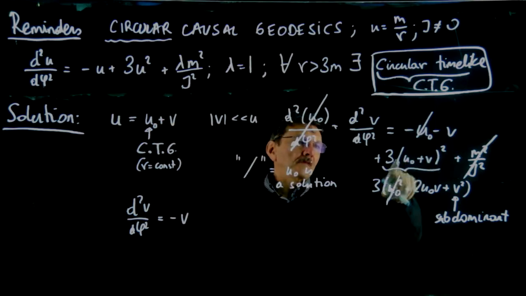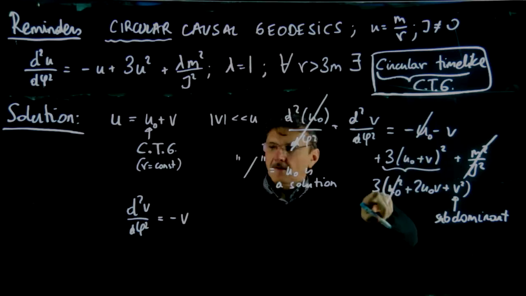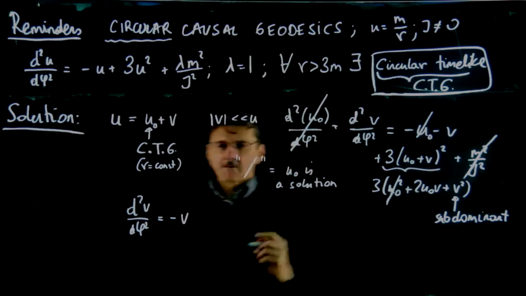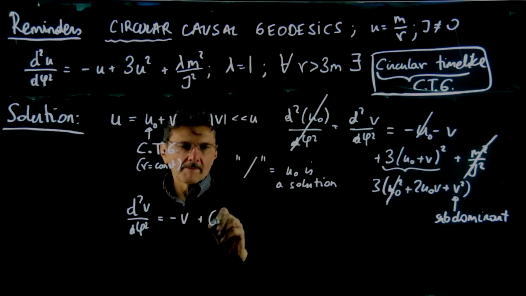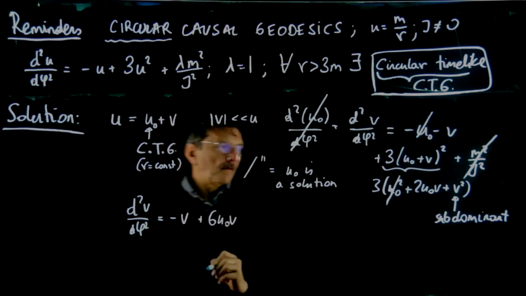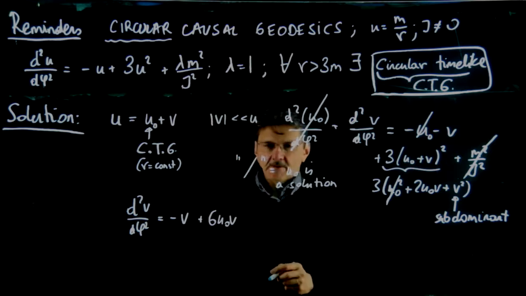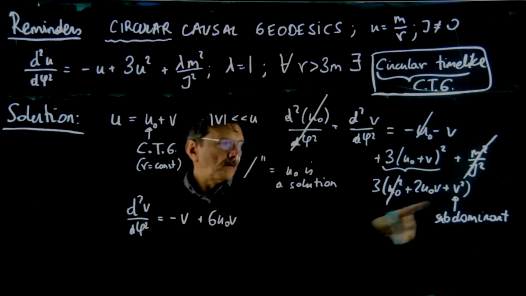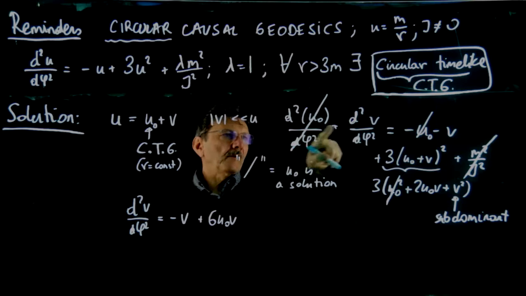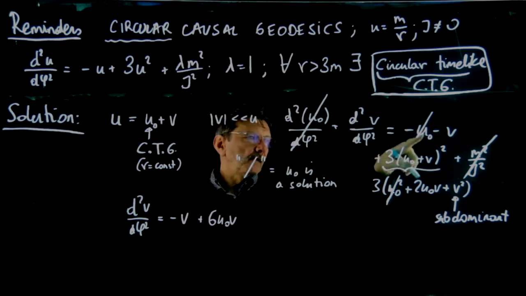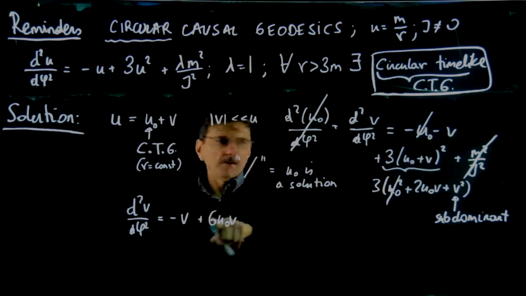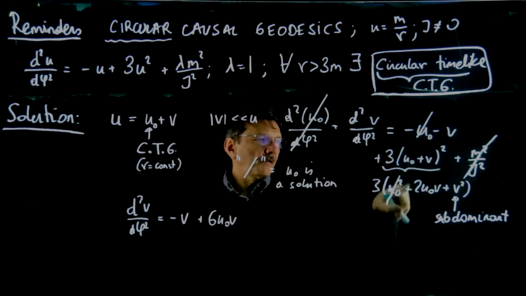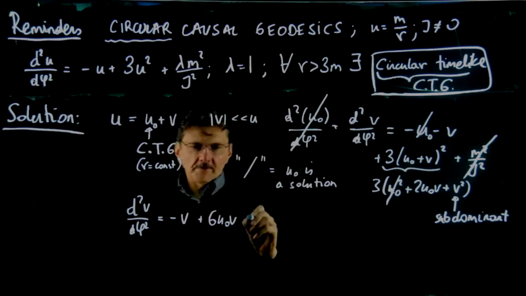This one is here, equal to minus v. This is gone, minus v. From this is gone, we get 6 u naught v. And we forget this term, right? So this one is zero. This one we've kept. This one cancels out with these two. This one is here, and 3 is 6. So we have this.